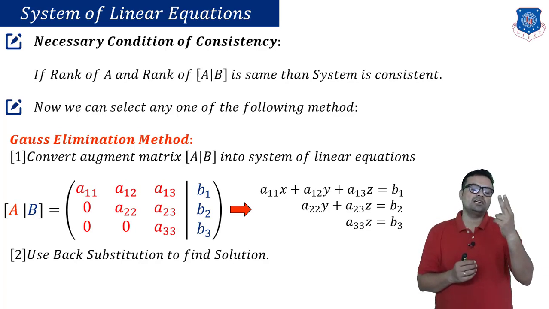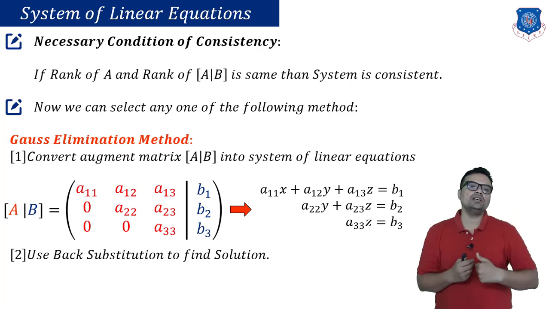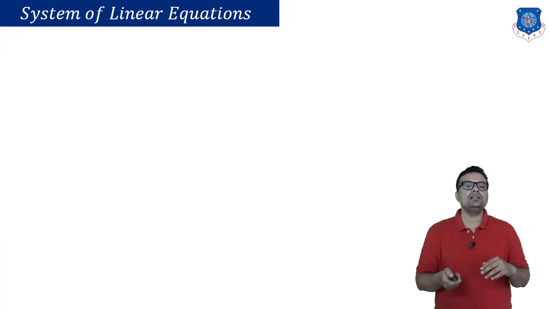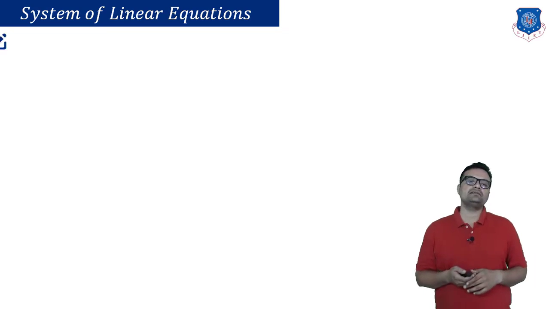Two steps. Convert matrix A augmented B into row echelon form, check consistency, go for the equation system again, and then go for the back substitution. So at the end of this, you will get values of x, y, z.